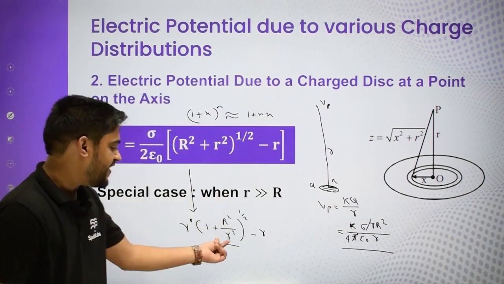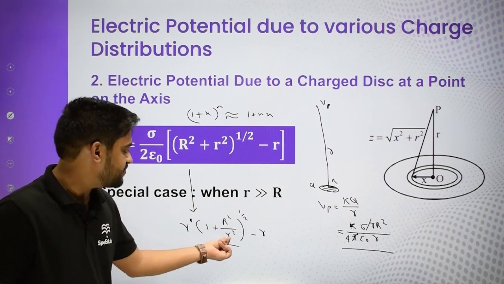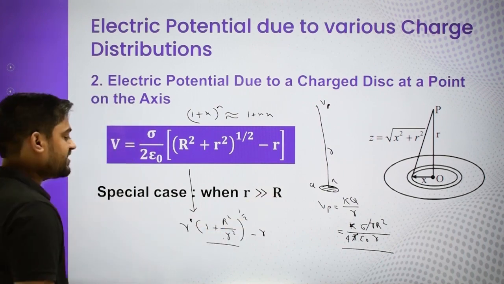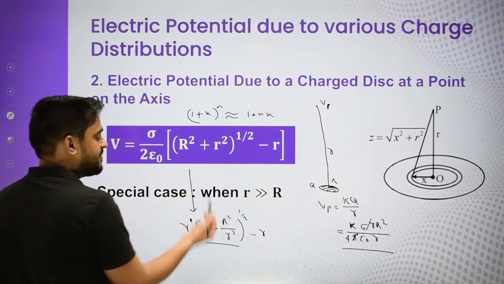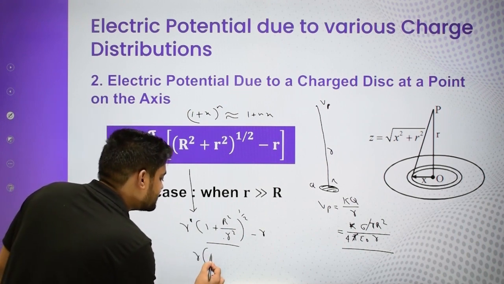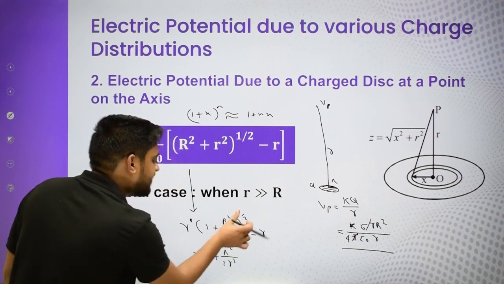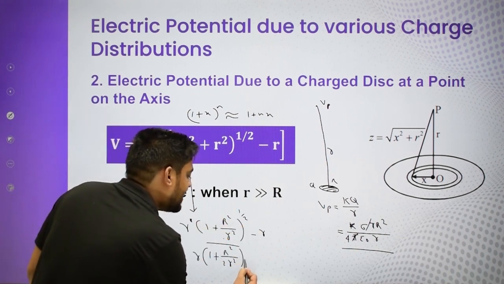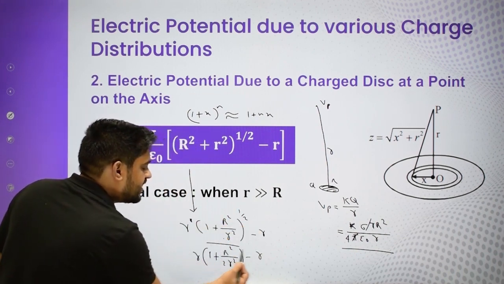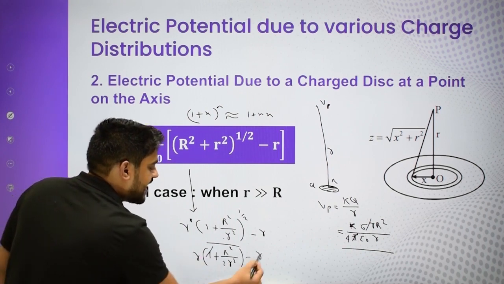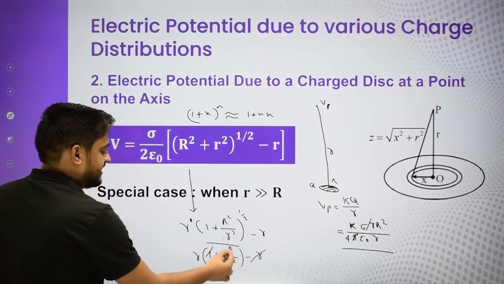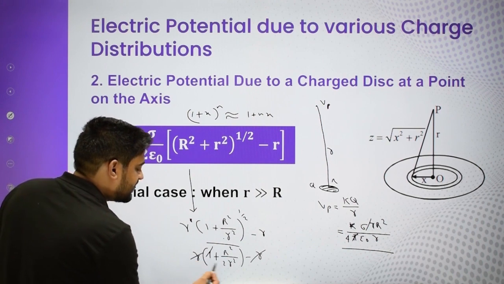So this is very small when compared to 1, because the small r is way bigger than capital R. So I can apply the binomial approximation. This becomes r into 1 plus R square by 2r square, this half just came and multiplied over here, and then minus r. So this is r into 1 minus r. So r minus r is gone, and we get this thing, right? And this r will cancel one of the r's over here.